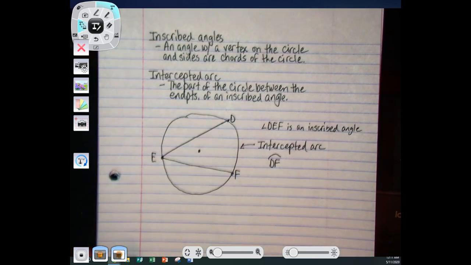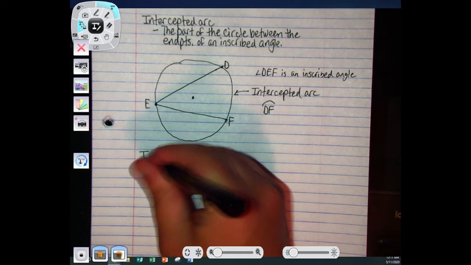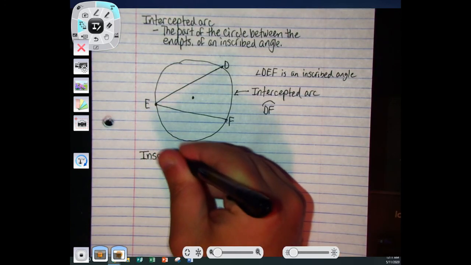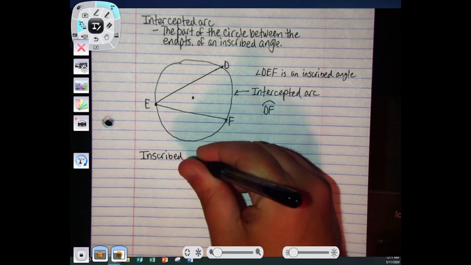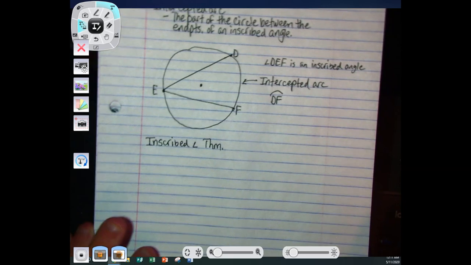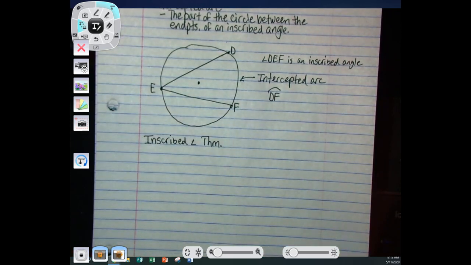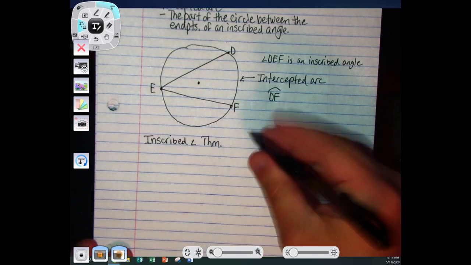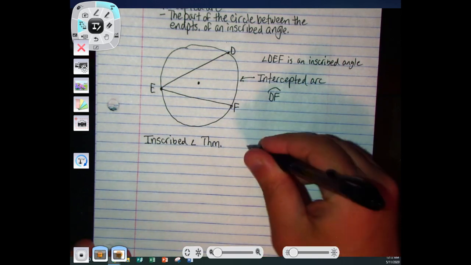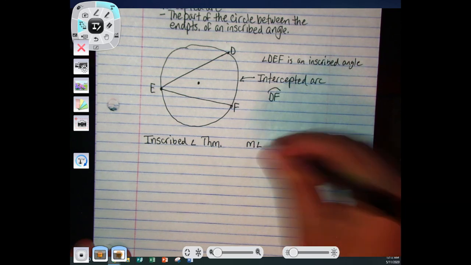Now, we have a theorem out there called the inscribed angle theorem. I'm going to use abbreviations again. So the inscribed angle theorem states that the measure of the inscribed angle.